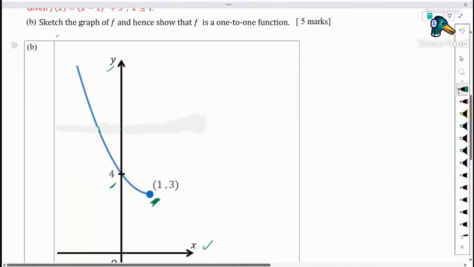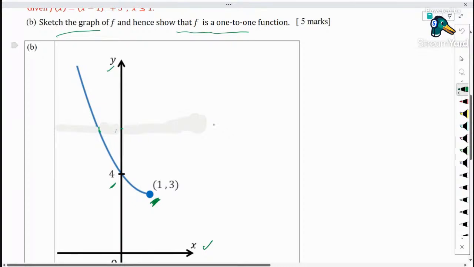After sketching the graph, they ask us to show that f is a one-to-one function, as we mentioned just now. We are going to solve it by using the horizontal line test. So you can try to use your ruler, put it parallel to the x-axis and slide along the line. You will see that your ruler always cuts the graph at one point. So if it always cuts the graph at one point, therefore we shall say that f is a one-to-one function.